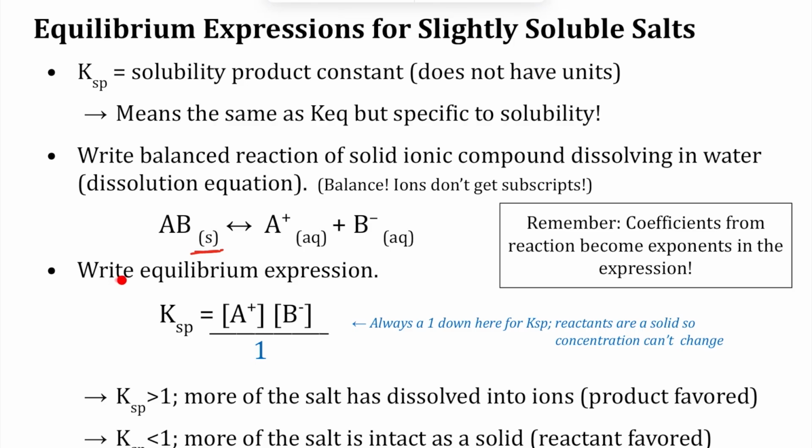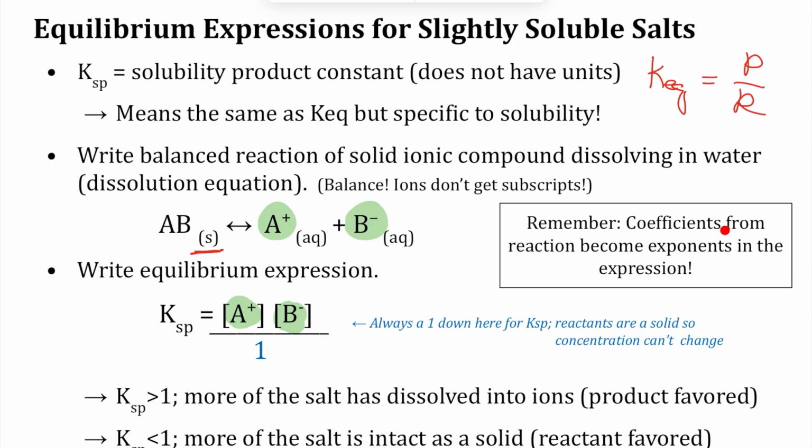And so when we're writing our equilibrium expression, remember, for our KEQs, it's always products over reactants. So it's going to be the same thing here. Our KSP is going to be our products. Well, our products are our ions. And so we'll have the concentration of our ions on the top over, well, we don't include solids. And so we're always going to have a 1 down here for that KSP, because those reactants are solid, the concentration doesn't change, and so we always put a 1. And that's always going to be the case when we're looking at KSPs. We won't have anything in that denominator.